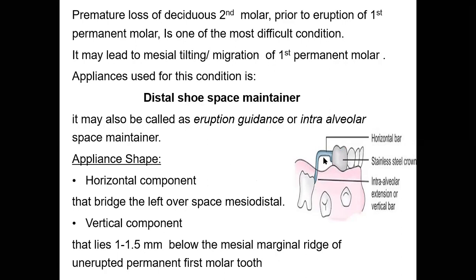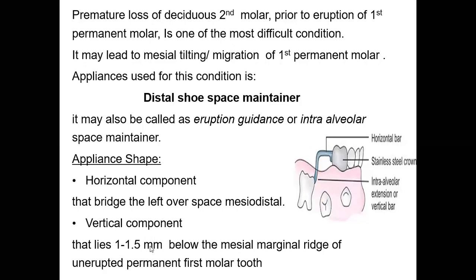These space maintainers have a distal shoe. This is the horizontal component of it, and this is the vertical component of it. This horizontal component will maintain this space, the mesiodistal width, where the premolar is supposed to erupt. And this vertical component will maintain the space for the premolar, as well as guide the 6 where to come. Otherwise, if we do not give this extension, what will happen? The 6 will try to erupt like this. So this vertical component is 100% maintaining the space needed by the premolar and directing the 6 to erupt into the particular place in the oral cavity.